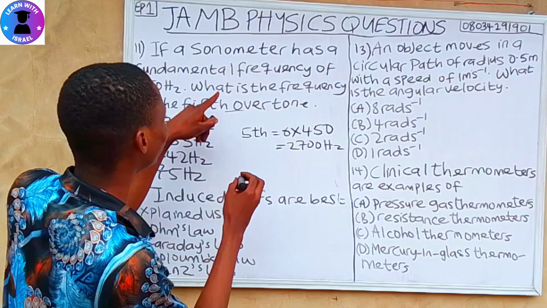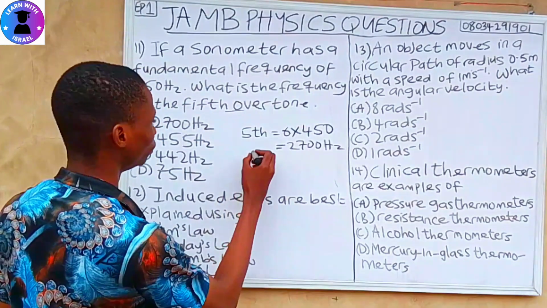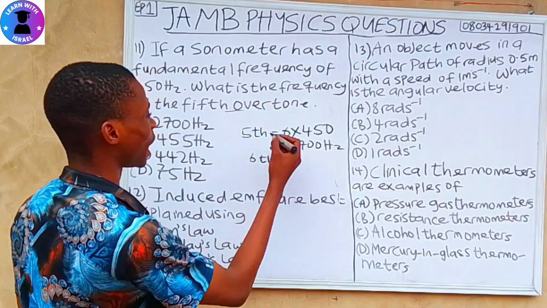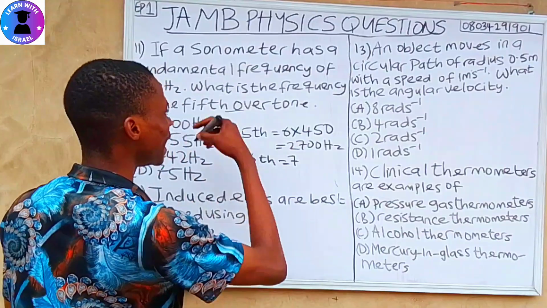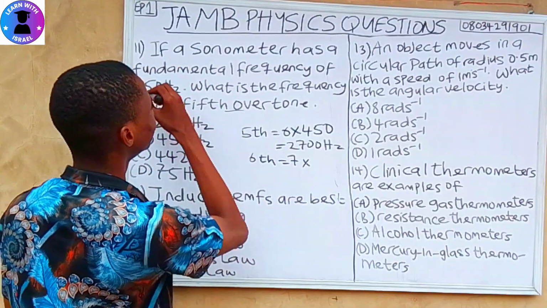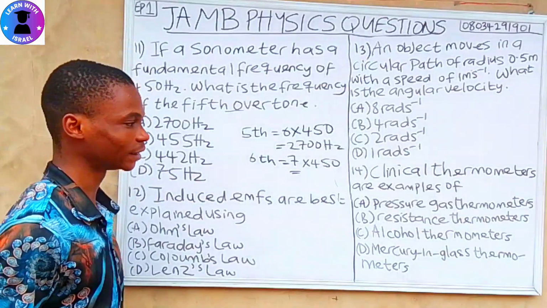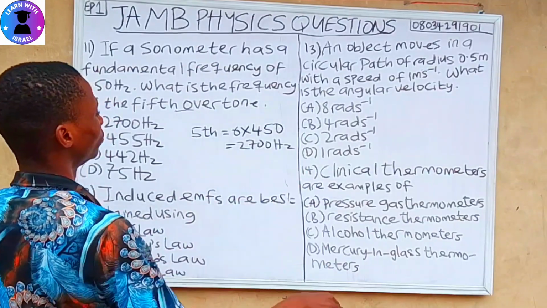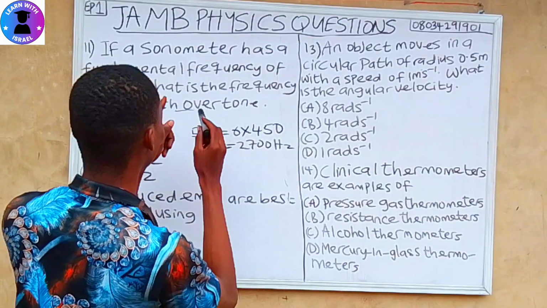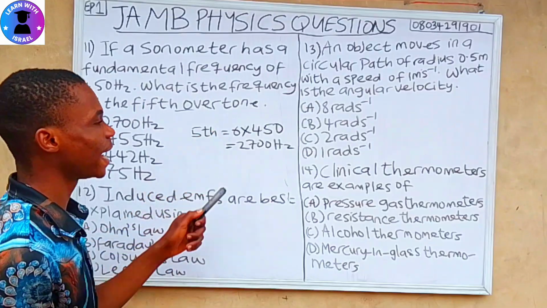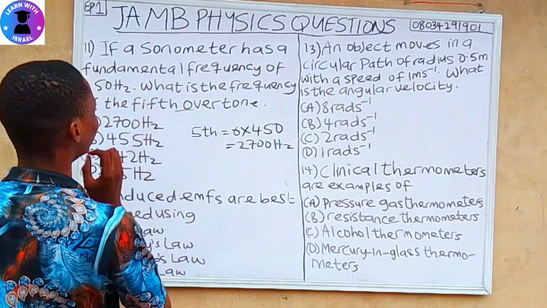Assuming we have the sixth overtone here, what do you do? You just write sixth, and you multiply 7, which is the next value, by the fundamental frequency, and you will get your answer. I hope you understand that now. And assuming the overtone here is 8, you have to multiply 9 by the fundamental frequency.